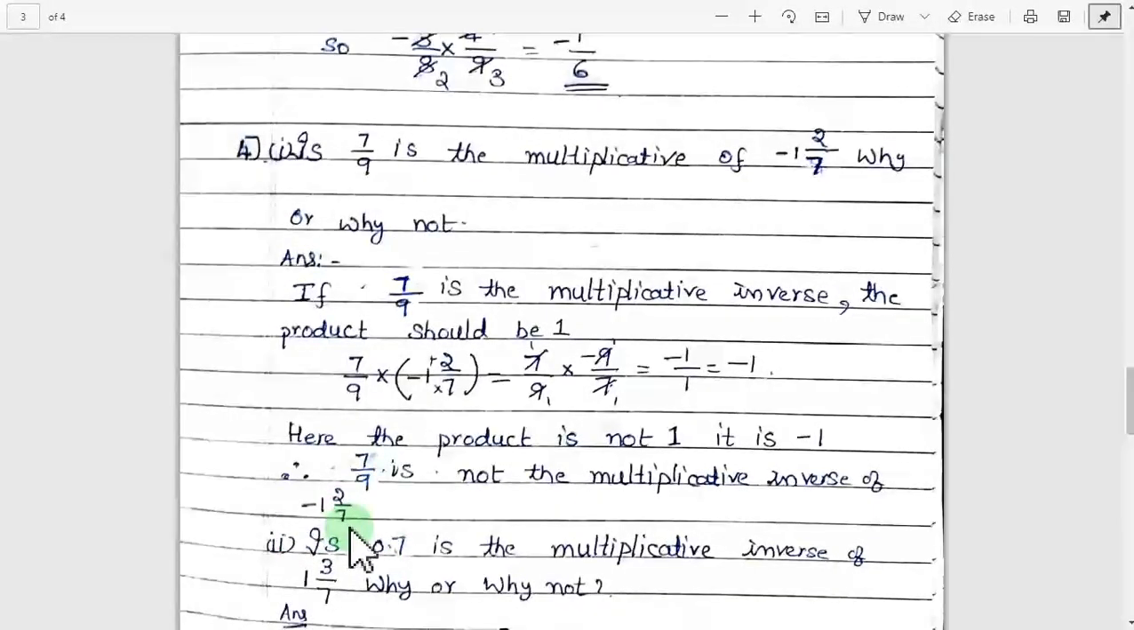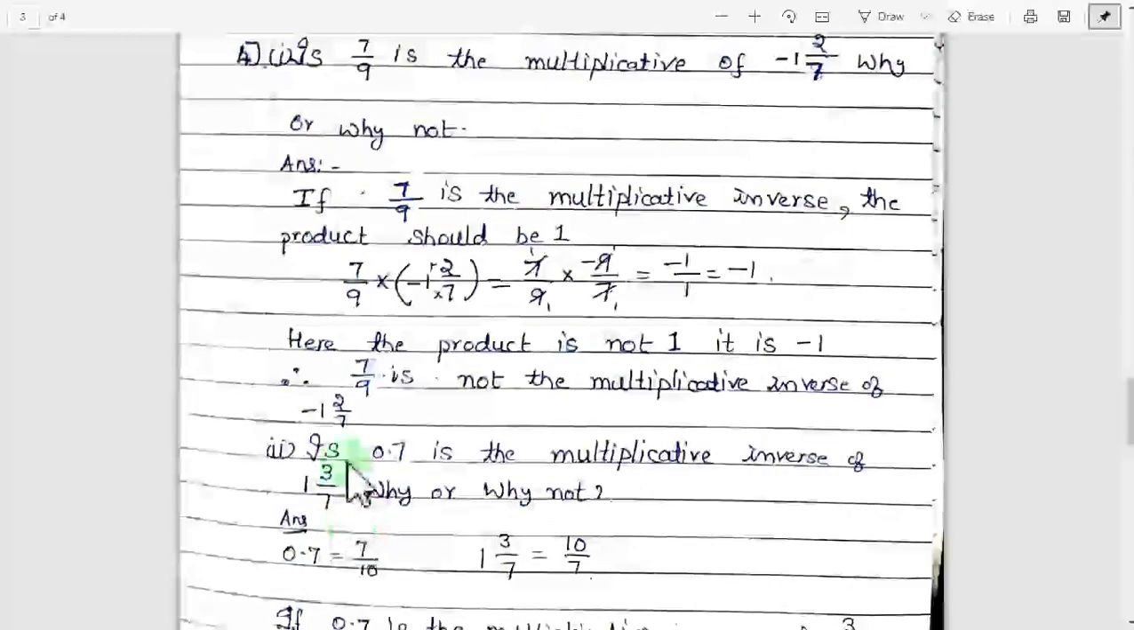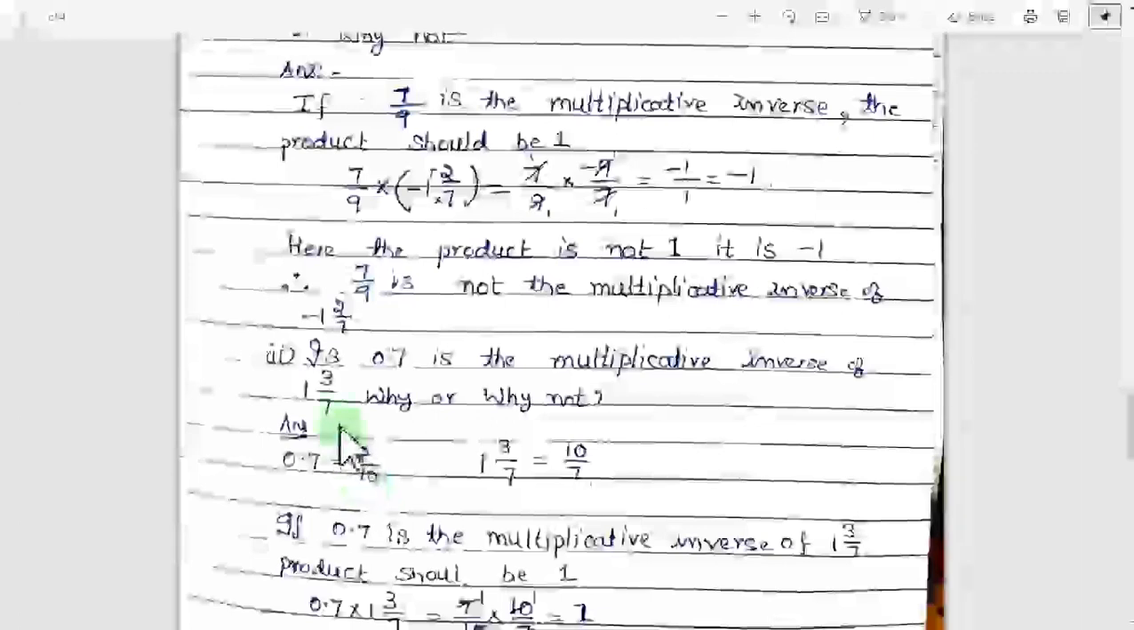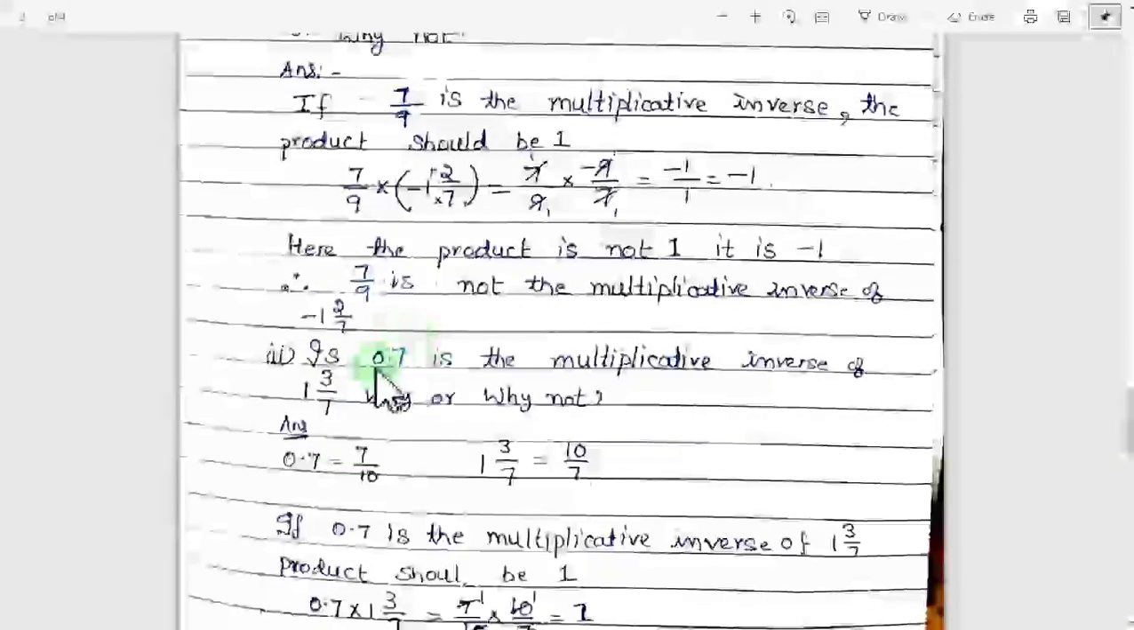Let us see one more example sum. Is 0.7 the multiplicative inverse of 1 3 by 7? Why or why not? Again, if 0.7 is the multiplicative inverse of 1 3 by 7, it means when you multiply these two you have to get the product 1. So this you have learnt in your last class.